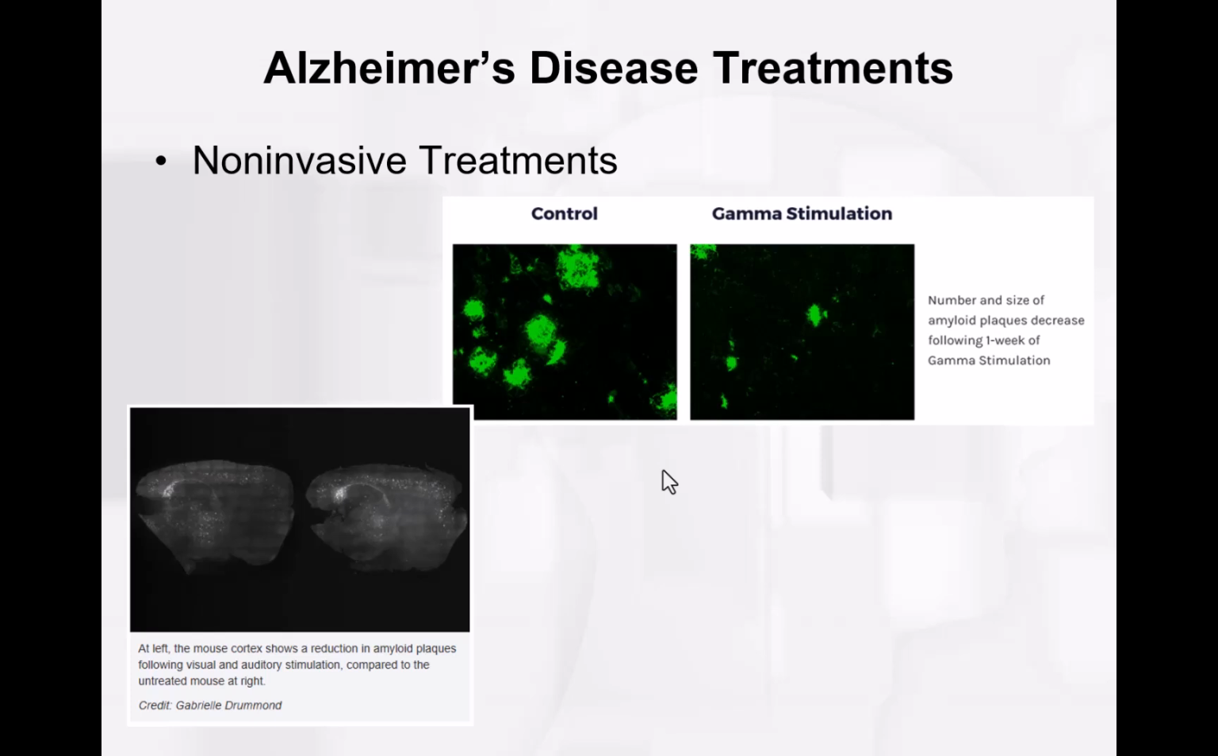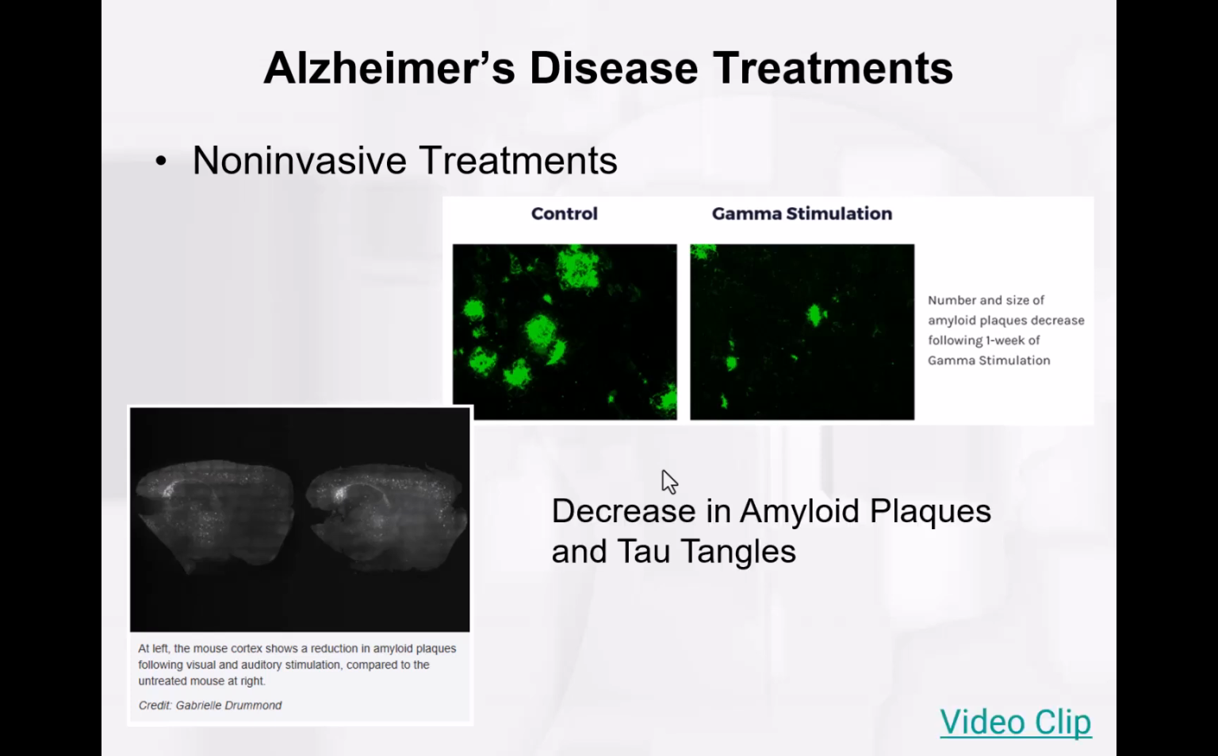So there's, again, a video link in the module that will explain a little bit more, but this research is promising. And again, it's non-invasive and it doesn't involve drugs and things like that. So we'll see where it goes. But basically the idea is that it decreases the amyloid plaques and tau tangles.